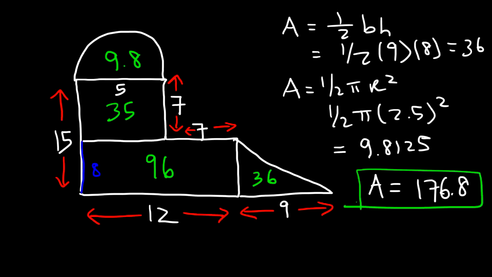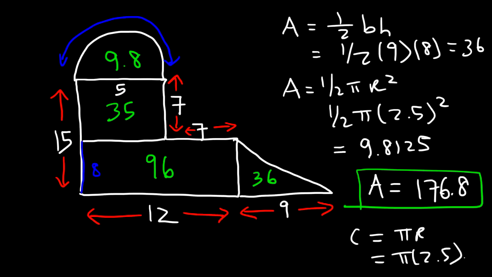So now we need to find the perimeter. So first, let's find the circumference of the semicircle. We know the circumference is half of 2 pi r, or simply pi r. So it's going to be pi times 2.5. So 2.5 times 3.14 is the circumference. So that's going to be 7.85 units long.